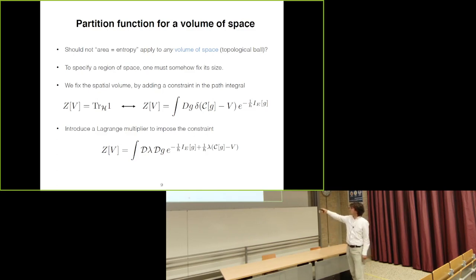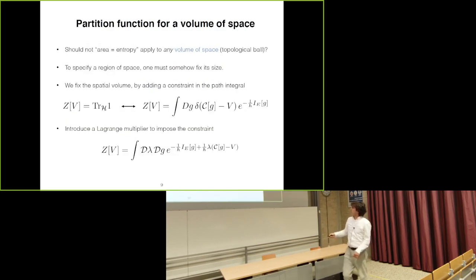Now you can represent this delta function in a different way using a Lagrange multiplier. So then you get an integral over the Lagrange multiplier and then an extra exponential, e to the lambda times (C minus V). So C is the constraint. Okay, so now we will just do this where the Euclidean action is given by general relativity. And yeah, so lambda is imaginary, so it's along the imaginary axis. That's correct.